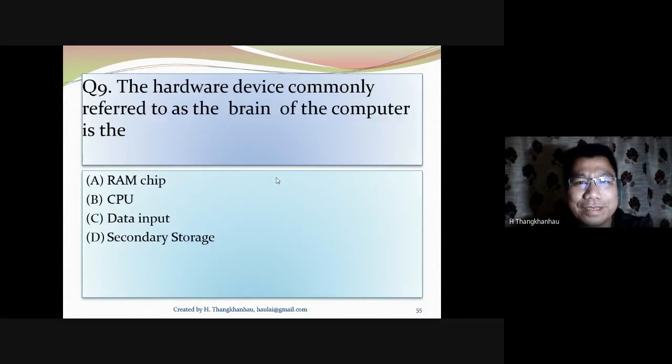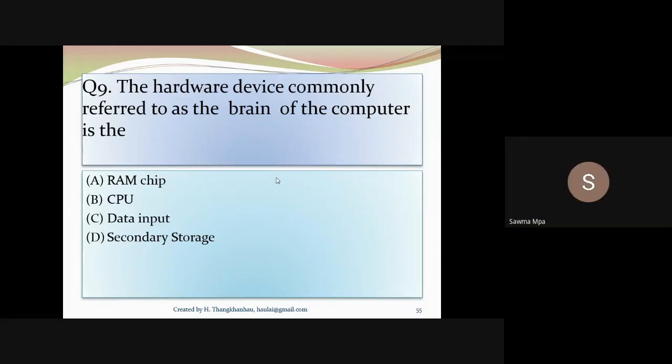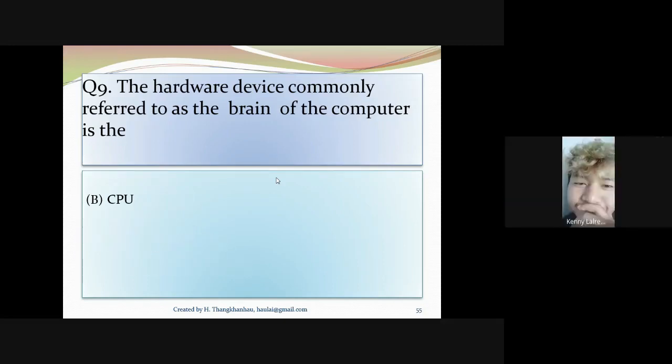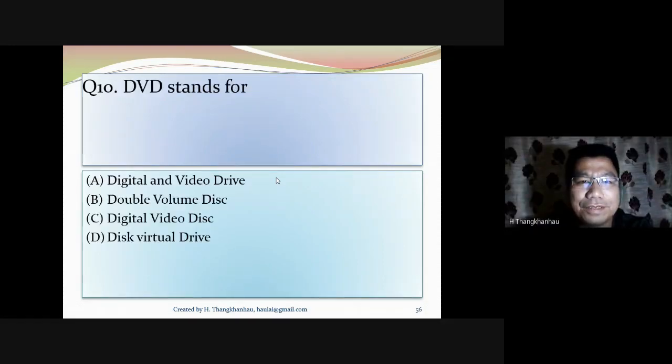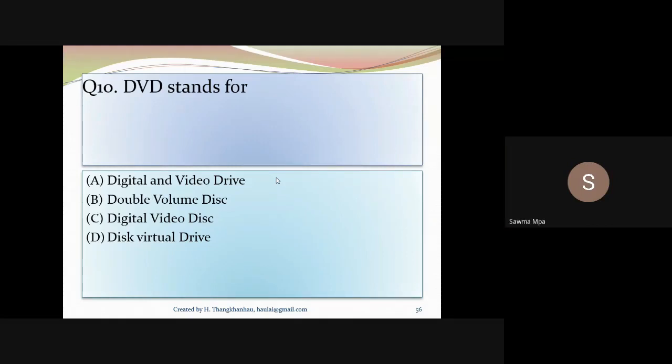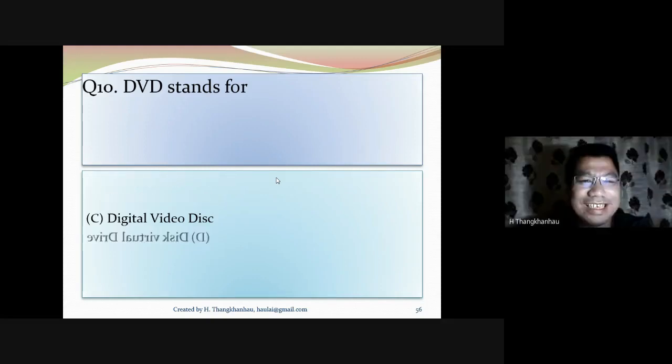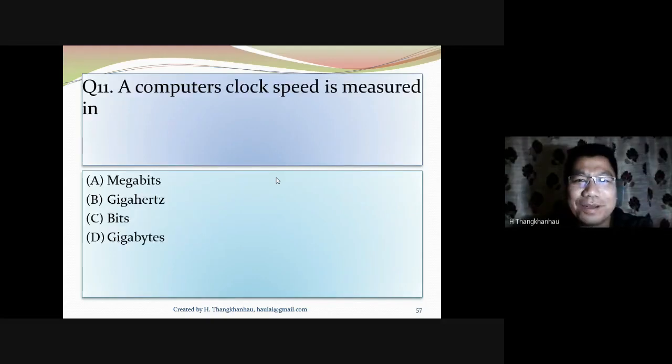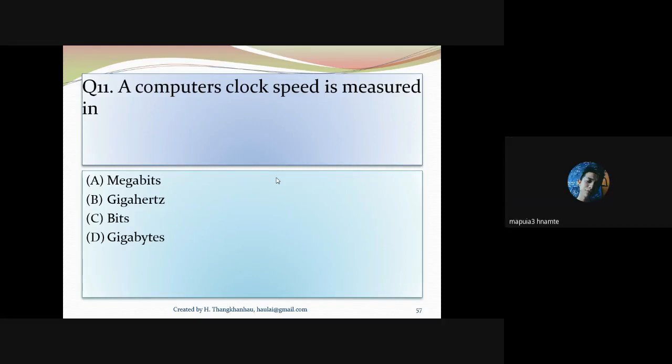The hardware device commonly referred to as the brain of the computer: yes, it's B, CPU. DVD stands for... C, yes, it's C. A computer speed is measured in... In my lecture also I told you what is the correct answer. B, Gigahertz. That's correct.